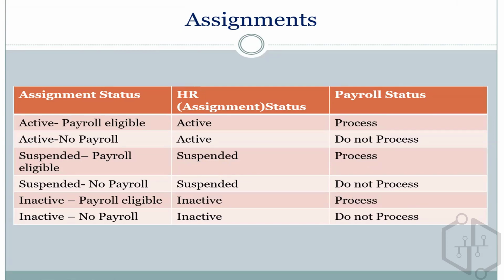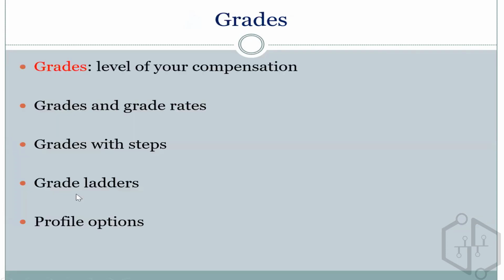Suppose I am working on a project, so assignment status is active and payroll is processing. Maybe you are given a secondary assignment. Your primary assignment is active, but for that assignment there is no separate payroll as such. Inactive status means that payroll is not active because he's not working on that assignment. He's not payroll eligible for it. Yes, he's inactive.